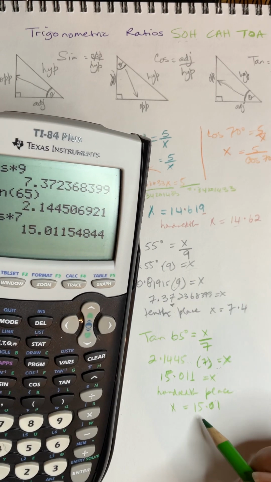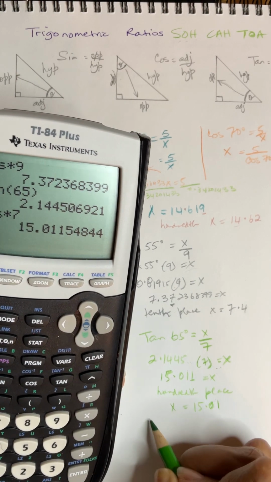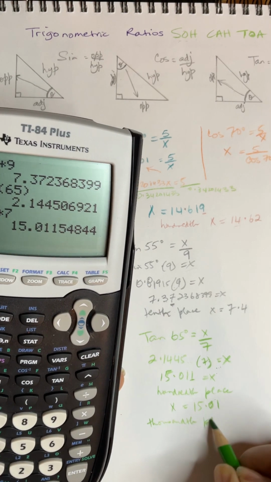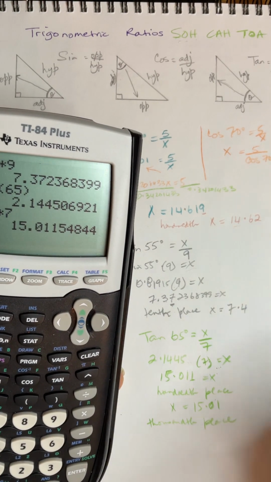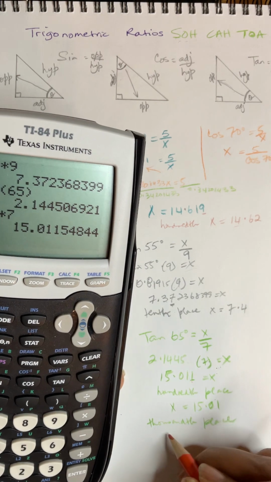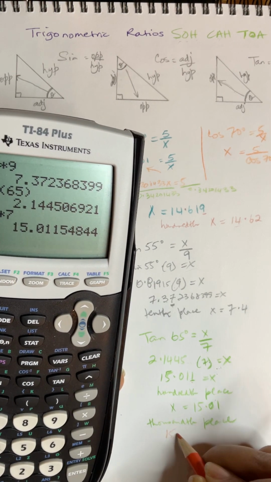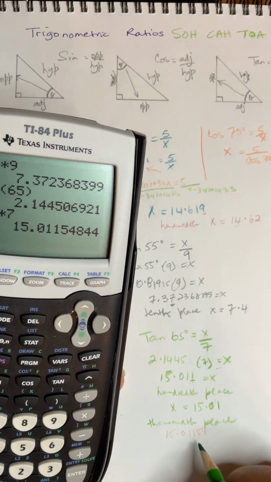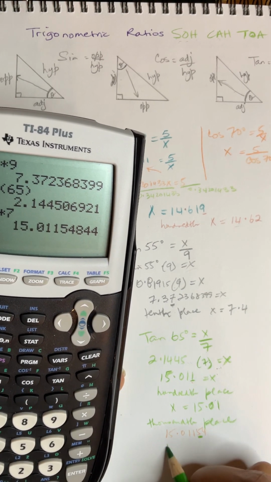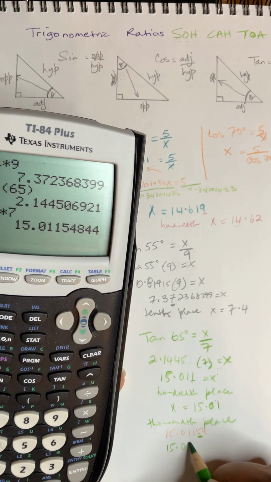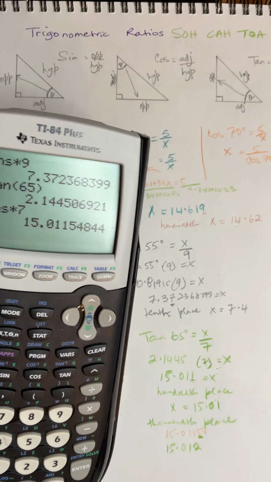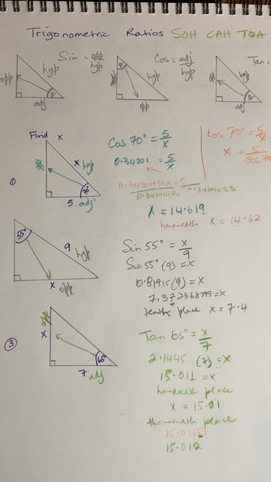But if you were asked to write this in the 1000th place, then you would have to look at the number that's after it, which is 15.01154, and because that 5 is there, you're going to write 15.012. All right, that 5, you round that, okay?